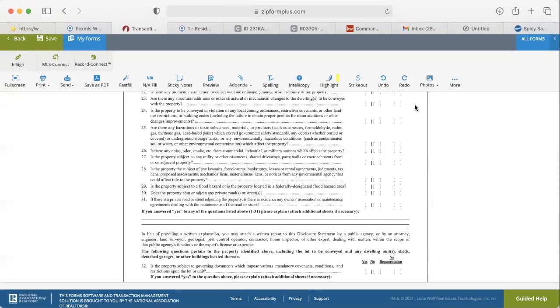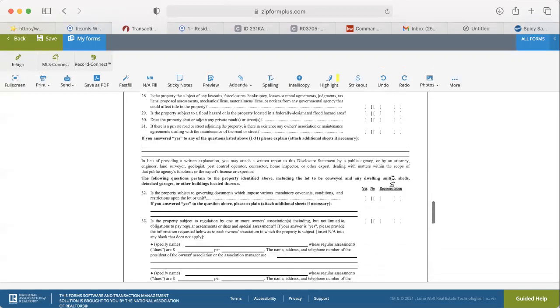So again, the seller can check no representation, but that is a red flag to a buyer that says, you better get your own home inspections and you better check these things out yourself, because the seller is not making any claim to the condition of any of these things.